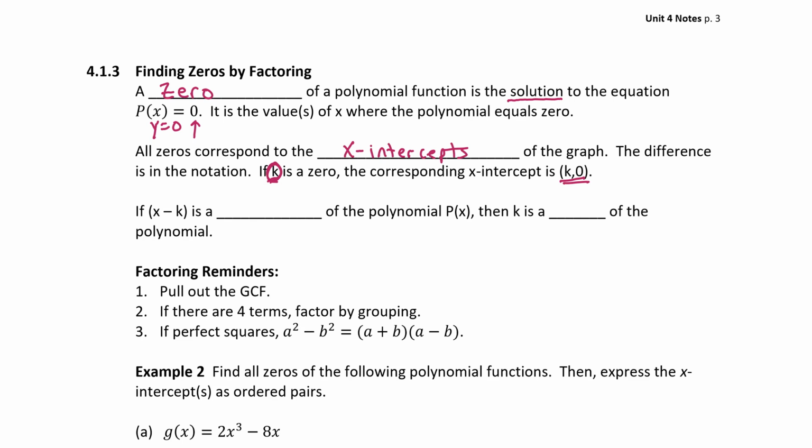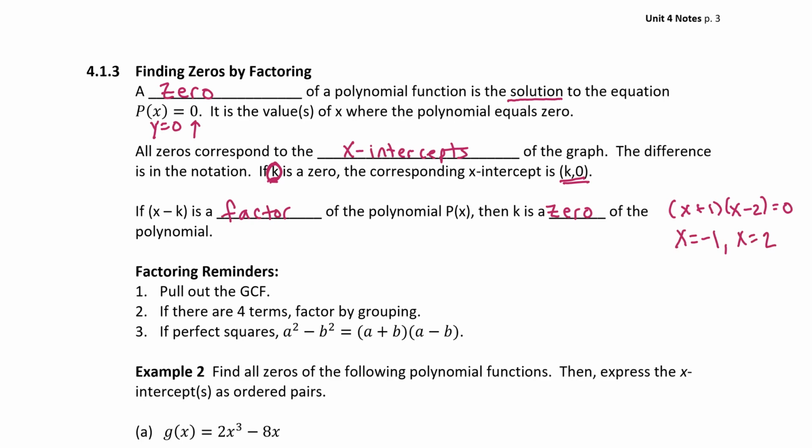If x minus k is a factor of the polynomial p of x, then k is a zero of the polynomial. You are already familiar with this concept as well. For example, when we solve quadratic equations by factoring, if we have a quadratic factored and equal to 0, my two factors there are x plus 1 and x minus 2. The zero of that first factor is negative 1, and the zero of the second factor is 2.